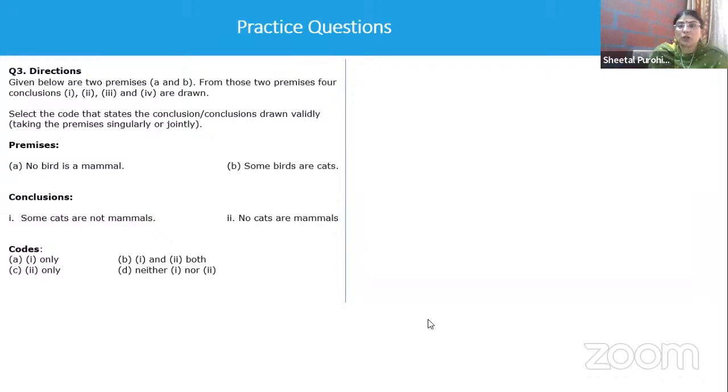See, they are talking about the birds. No bird is a mammal. So that means in the mammal the bird is not there. But when you have cat, some of the birds are cats. Right? So there is no connection given between the cats and the mammals. So this we cannot put. But some cats are not mammals. Yes, because some cats are birds, na? So it has to be only one. Clear?